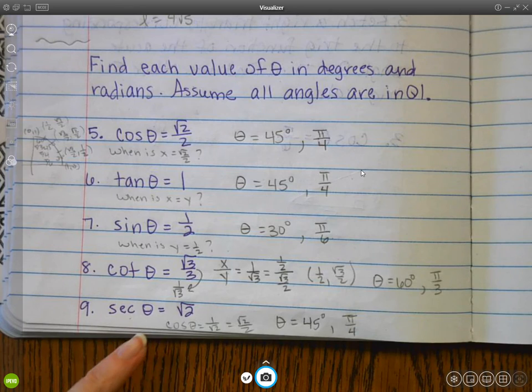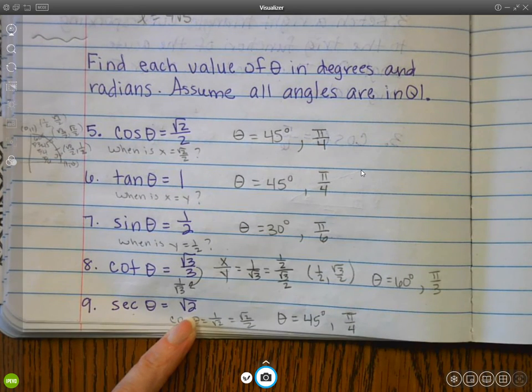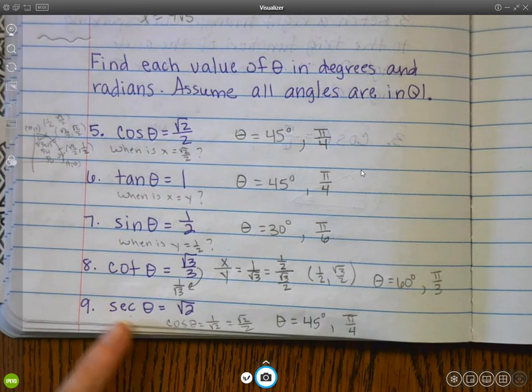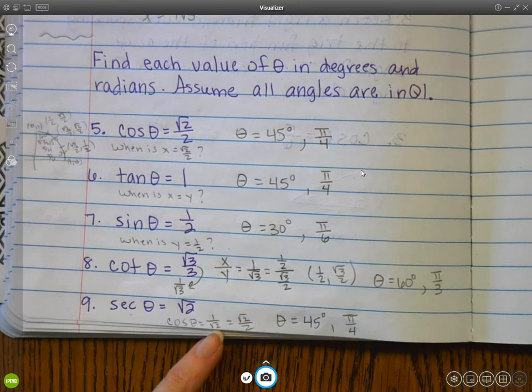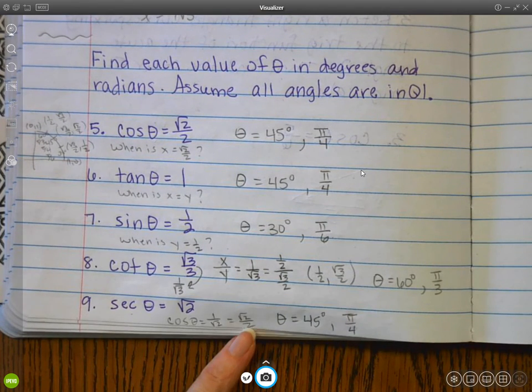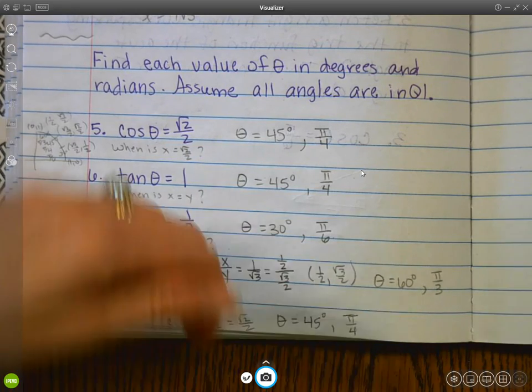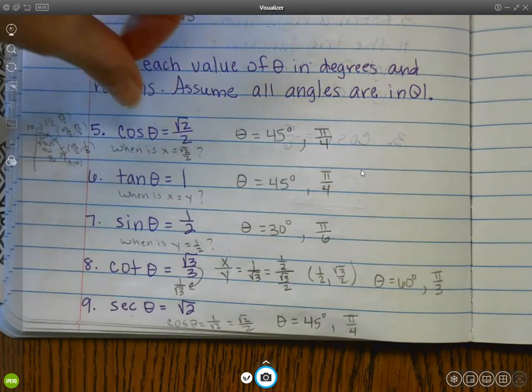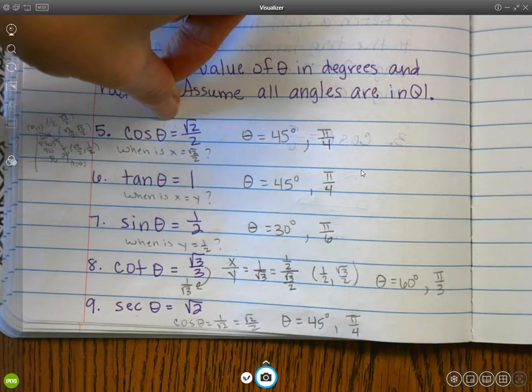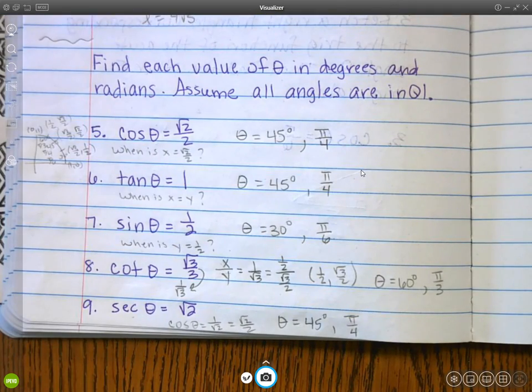Alright, if secant of theta is root 2, that means that cosine was 1 over root 2, which is root 2 over 2 if you rationalize it. So cosine is root 2 over 2. We're back to answering number 5. So 45 degrees, pi over 4.